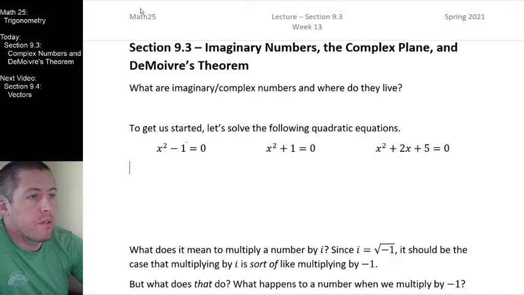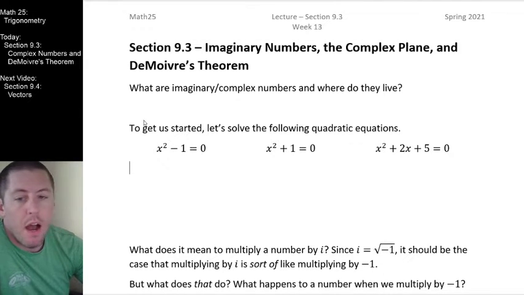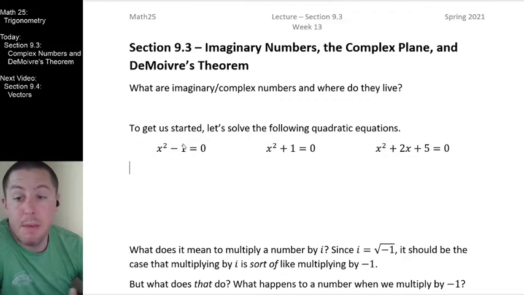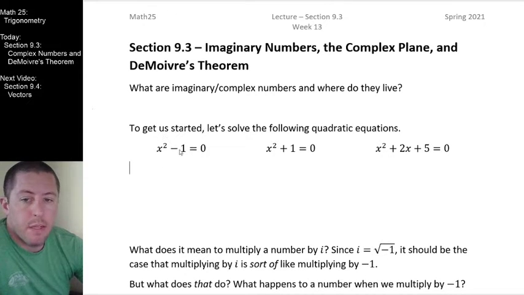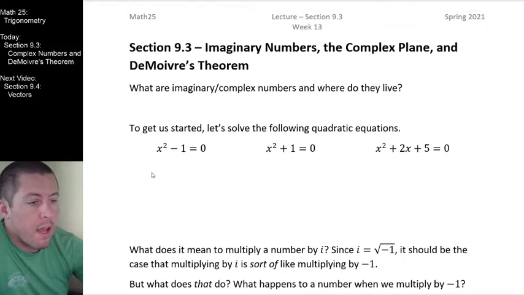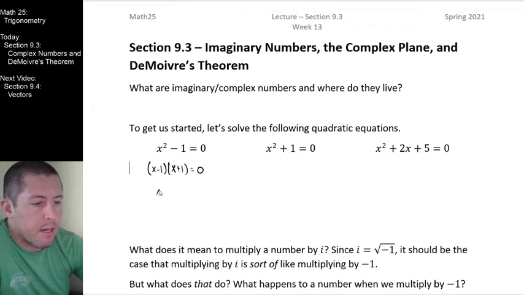So in these three examples right here, we want to solve each of these equations. All three of these equations are quadratic, which means we can either solve them by factoring, or directly, or using the quadratic formula. This first one, x squared minus 1, is the difference of two perfect squares: x squared is a perfect square, and 1 is a perfect square because 1 times 1 is 1. That tells me I can factor it as x minus 1 times x plus 1 equals 0. And the zero product property tells me that x is equal to 1 or negative 1. Either of those x values would make this true.